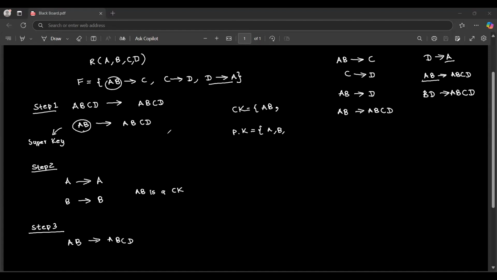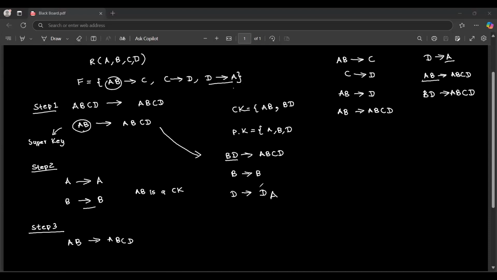So I can say another one. Again, we are coming back to the first step. BD functionally determines ABCD. Now we have to check whether BD is a proper super key. So B, obviously it's not a super key. Why? We already checked that. For D, we have D, and here we have A, so that's not going to work. So we can say BD is a candidate key too. I can add D to the prime attribute list.